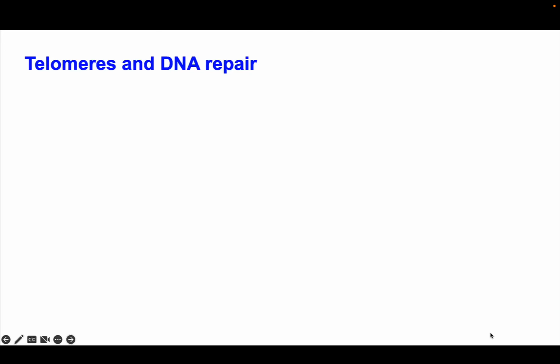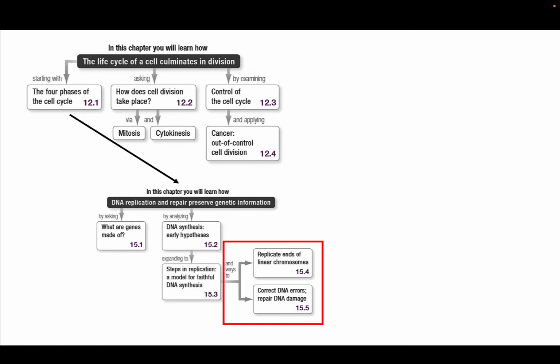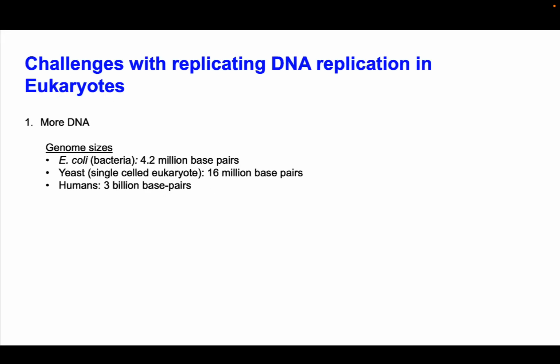So in the second podcast, we're going to be talking about telomeres and DNA repair. We've just talked about the steps of the cell cycle and how during S phase DNA synthesis occurs. And in this video, we're going to talk about the ways to replicate the end of linear chromosomes and then to correct DNA errors and repair DNA damage.